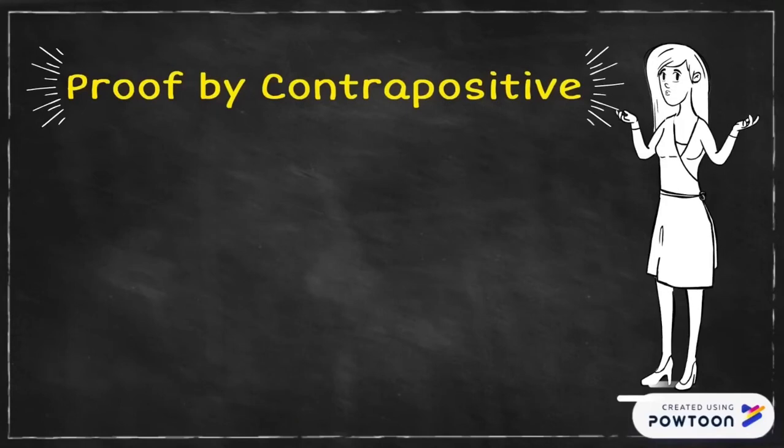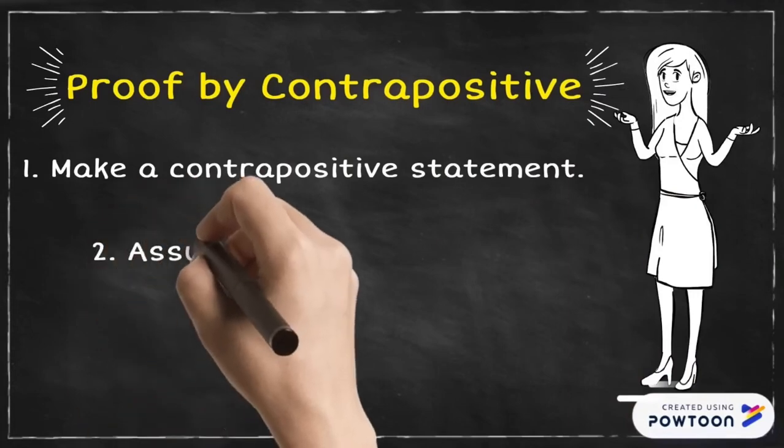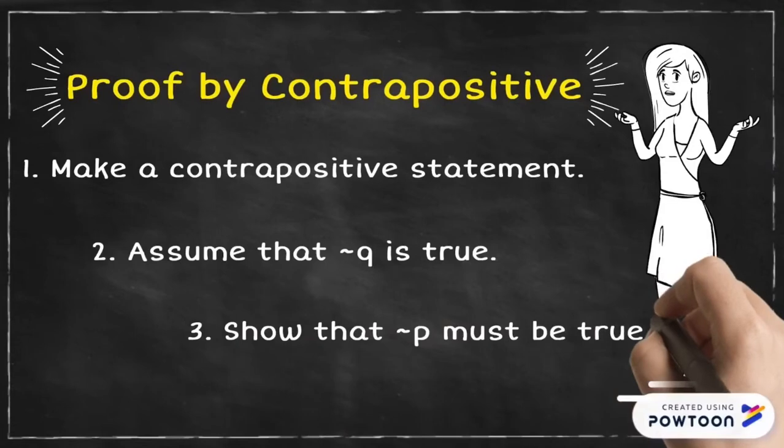To prove a statement using this proof, first you must make a contrapositive statement. Then, assume that not Q is true. Lastly, show that not P must be true.